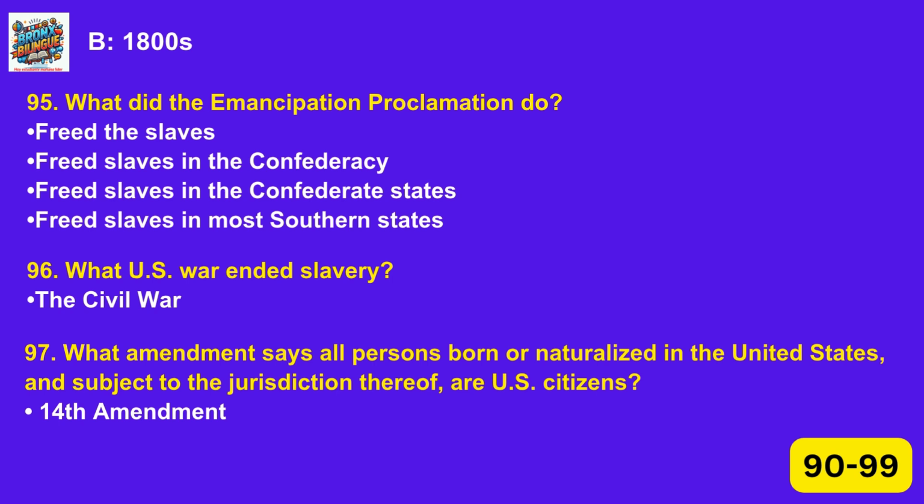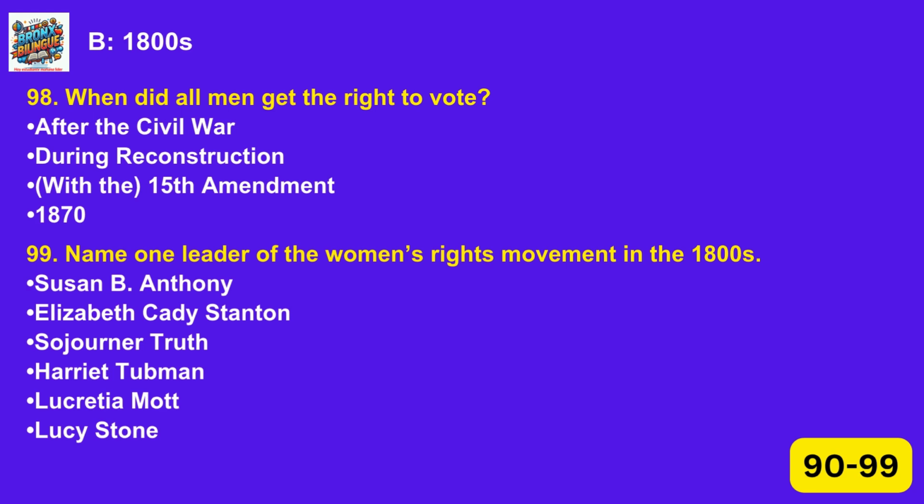96. What U.S. war ended slavery? The Civil War. 97. What amendment says all persons born or naturalized in the United States and subject to the jurisdiction thereof are U.S. citizens? 14th Amendment. 98. When did all men get the right to vote? After the Civil War. During Reconstruction. 15th Amendment. 1870. 99. Name one leader of the women's rights movement in the 1800s. Susan B. Anthony, Elizabeth Cady Stanton, Sojourner Truth, Harriet Tubman, Lucretia Mott, Lucy Stone.